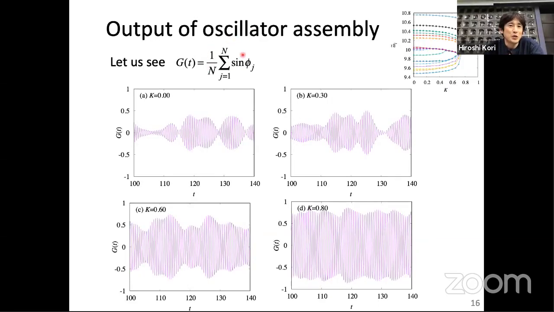And you can also see the output of the oscillator assembly. In this case, the number of oscillators is 20. And let us see this mean signal. And this is in the absence of coupling. They're independent, but because of some kind of fluctuations, we have somewhat large amplitude oscillations as well. And at K equals 0.3, we basically have the same situation as in the absence of the coupling. But from around K equals 0.6 or 0.8, you can see clear large oscillations. Actually, the system begins to synchronize significantly around here.